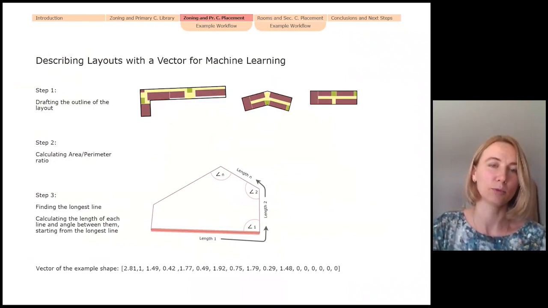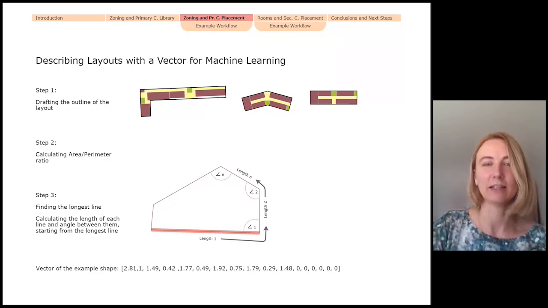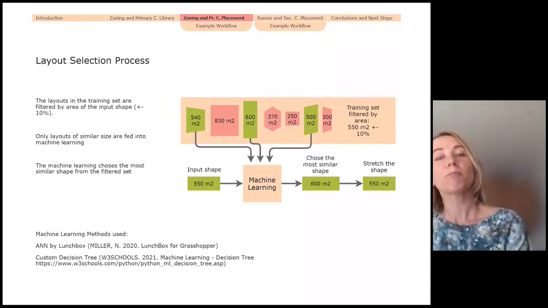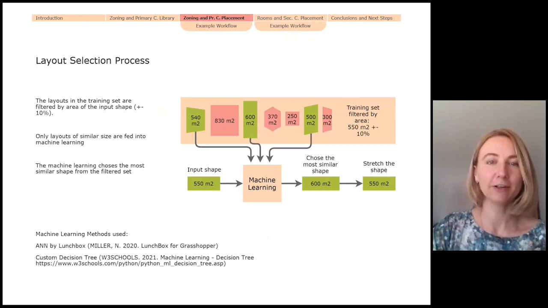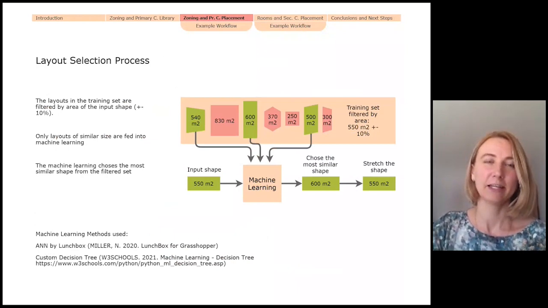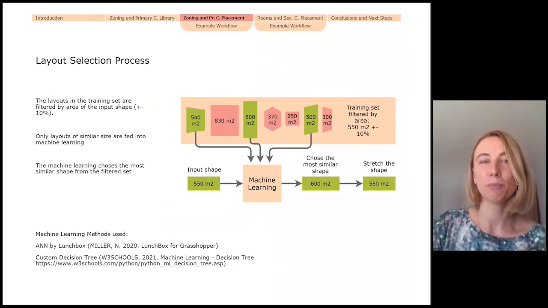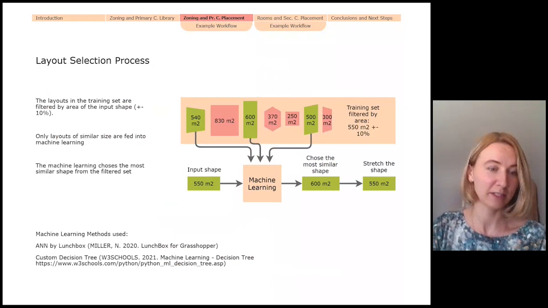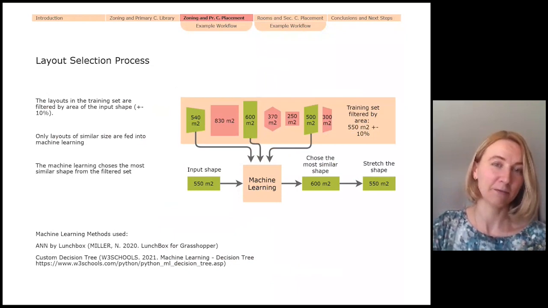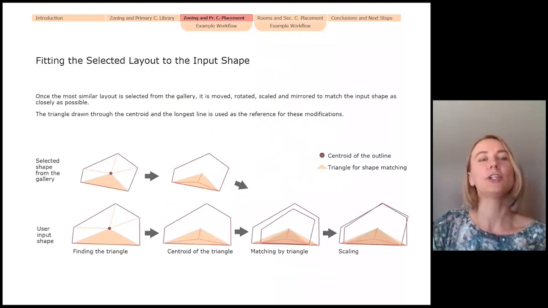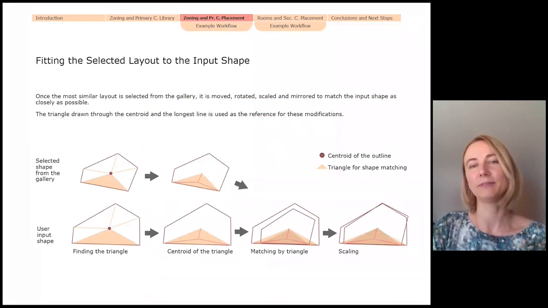And if it has less sides, like in this picture, we have a shape with 5 sides, then the last numbers in the vector are zeros, so that all vectors have the same length. And before the shapes are fed into machine learning, they are filtered by user input. So if the user inputs a shape of, say, 550 square meters, then taking a much bigger shape makes no sense, because if you scale a layout too much, it loses its logic. So first it's filtered to select the layouts of similar size, and then machine learning selects the most similar shape from the filtered ones. And then the shape is rotated, scaled, mirrored to match the input as closely as possible.